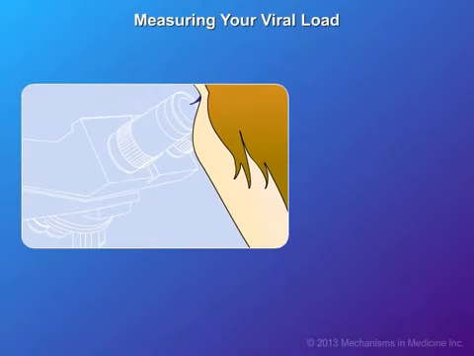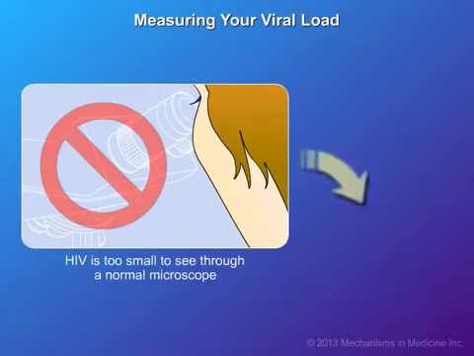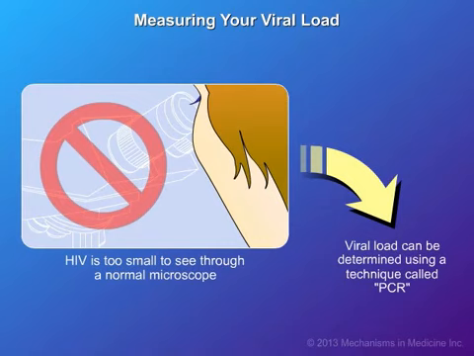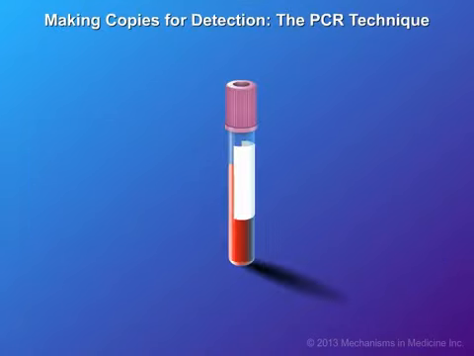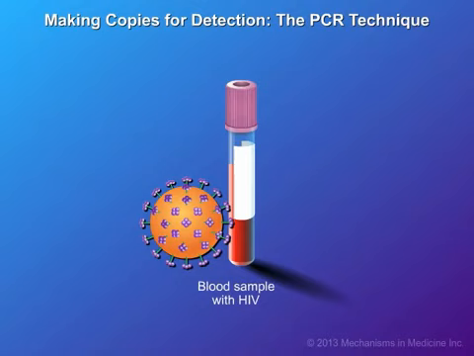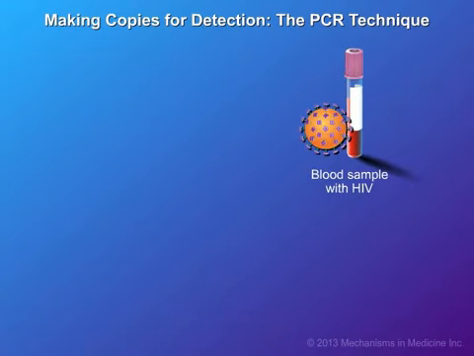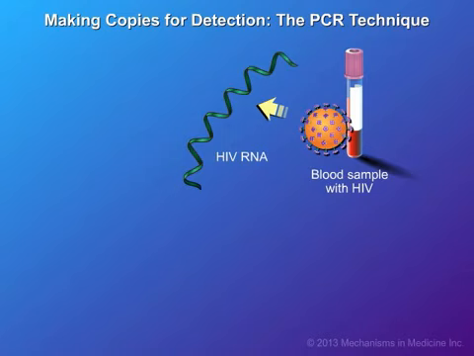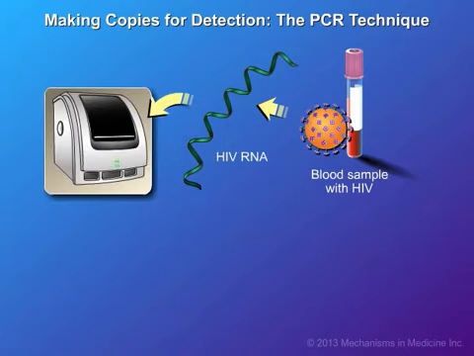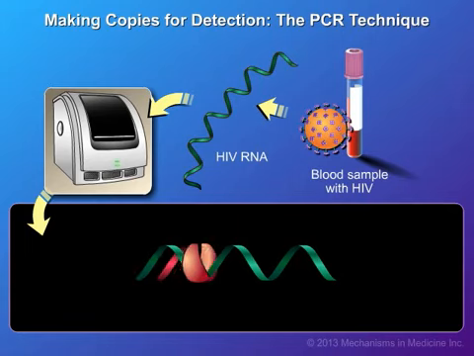HIV is too small to see through a normal microscope, so viral load must be determined in different ways. One way that doctors can measure your viral load is by using a technique called PCR. PCR produces more copies of the HIV genetic material in the blood sample so that it can be detected and counted. First, the HIV genetic material known as RNA, which is in your blood sample, is extracted and put into a machine that makes copies of the viral genetic material.